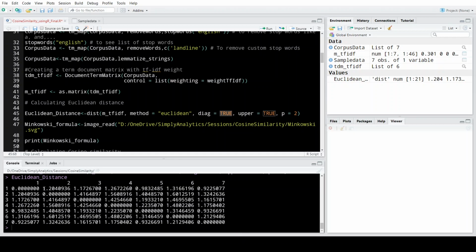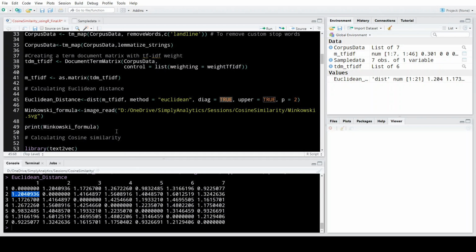Also, we have set upper as true. If we set that as false, then values in the upper portion will be blank because the distance between document 1 and 2 is exactly the same as the distance between document 2 and document 1. For our understanding purposes, we have set both to true. At the end, we have mentioned a p value as 2.